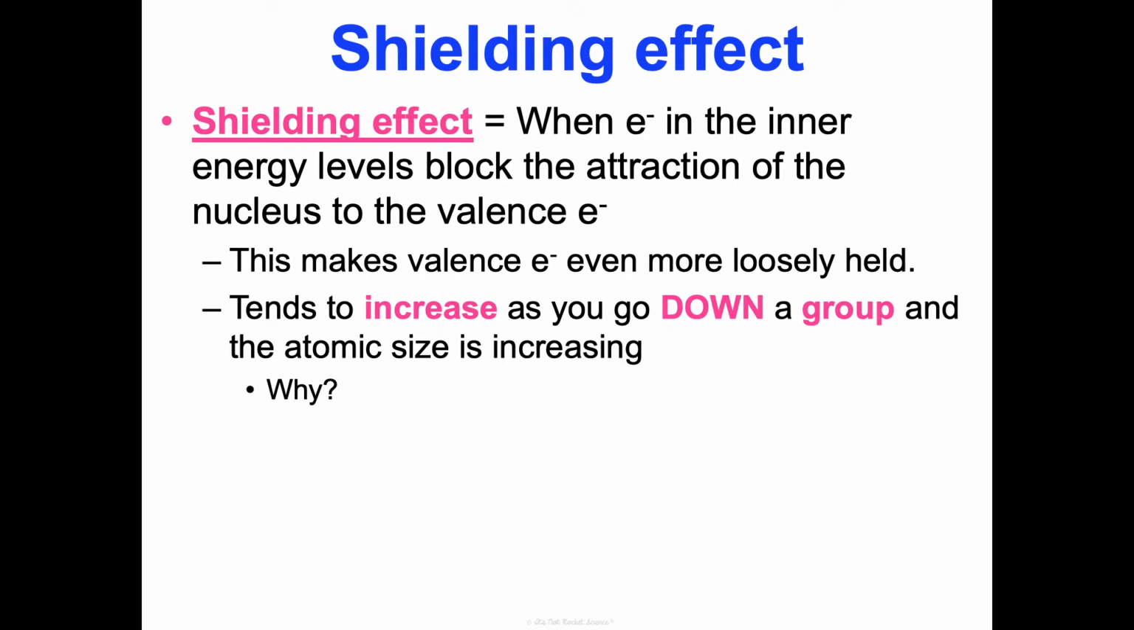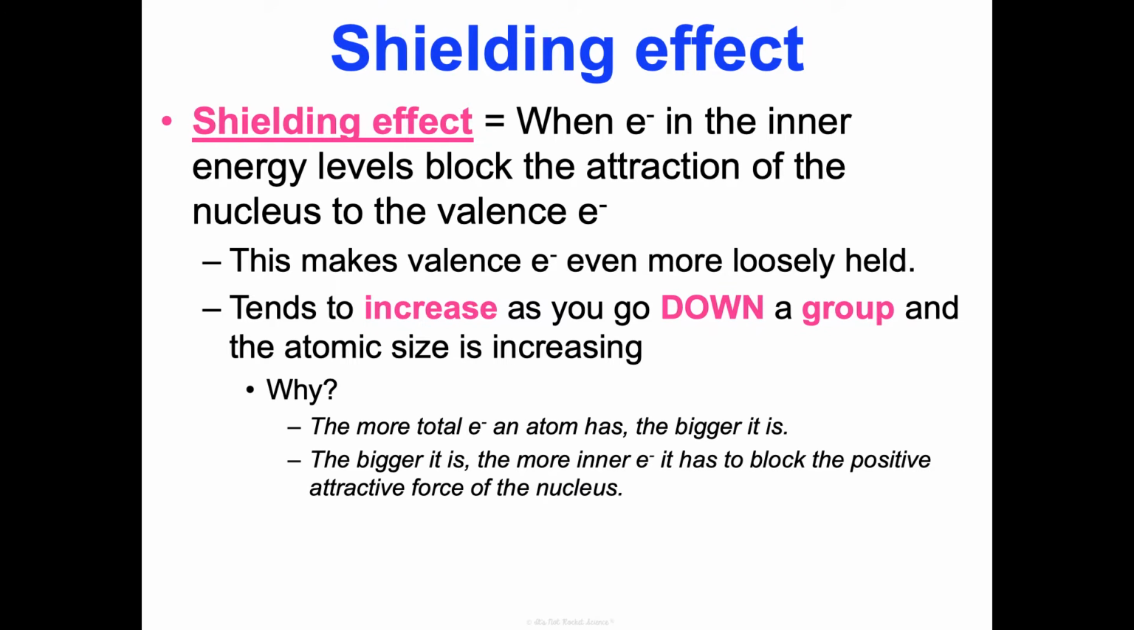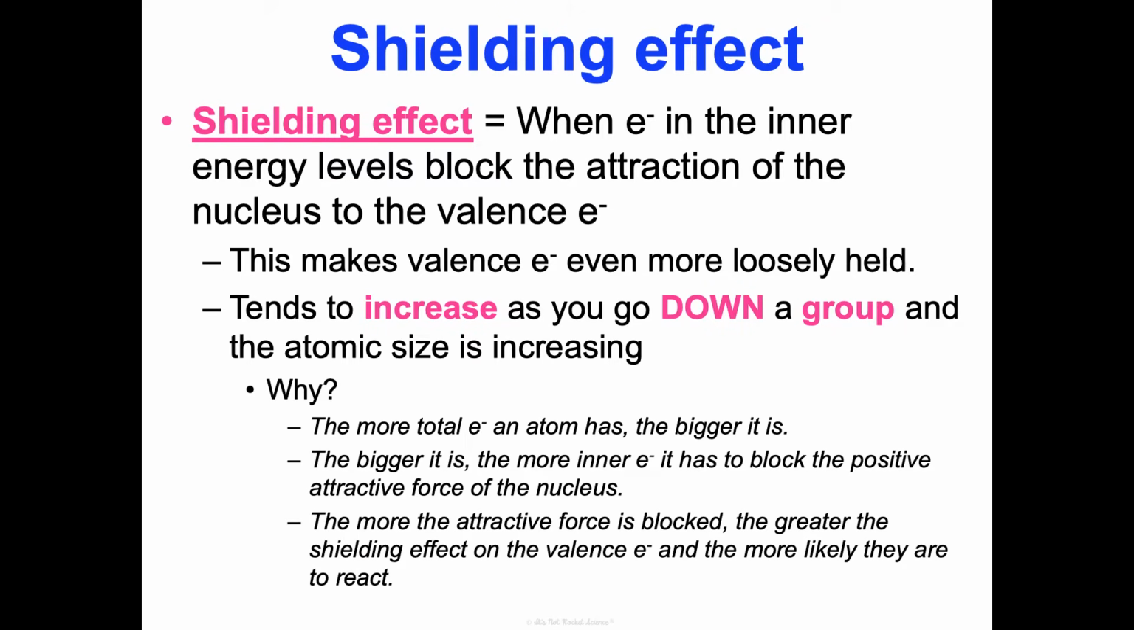So similarly, this increases as you go down a group and the atomic size is increasing, which we see. And again, it's because as atomic size is increasing, the more total electrons there are in the atom, the bigger it's going to be. The bigger it is, the more energy levels there are to block the positive attractive force of the nucleus. The more that attractive force gets blocked, the greater the shielding effect on those valence electrons, and the more likely they are to leave and react, so that the element can be stable.